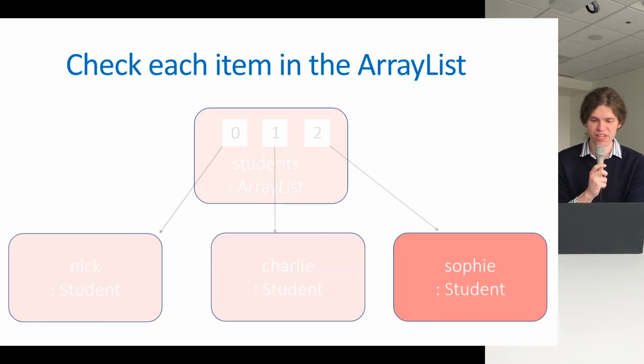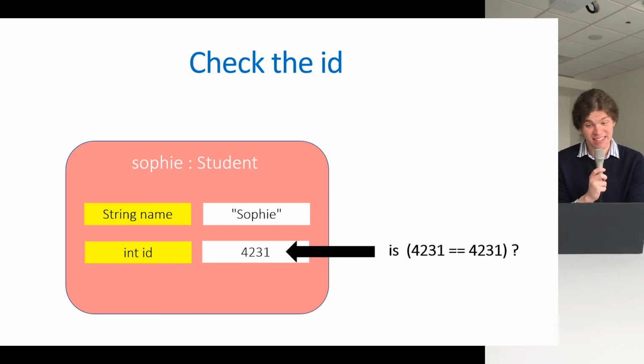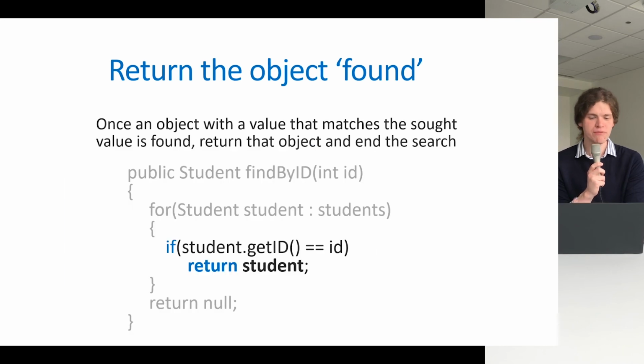And we move on to the next, which in this case example is the last object to look at, which is Sophie, and have a look at her ID, which is 4231. We return that and compare it against the one that we're looking for, which is 4231. Are they the same? Yes, they are. So we've got a match. It's true, the comparison. So we return that student object. Okay, we have successfully found a student by the ID that we're looking for.